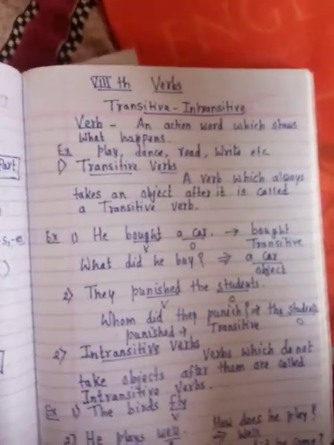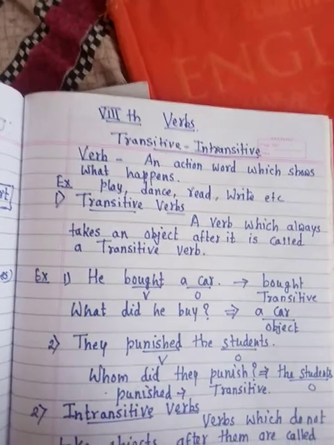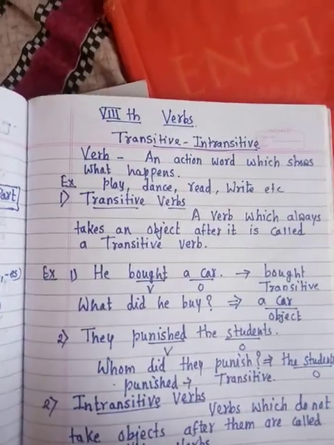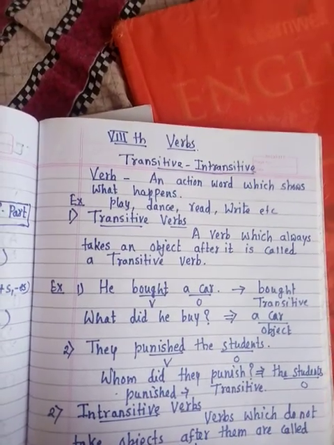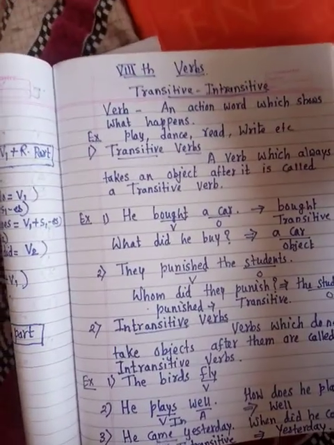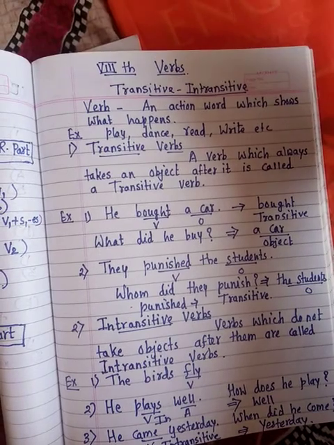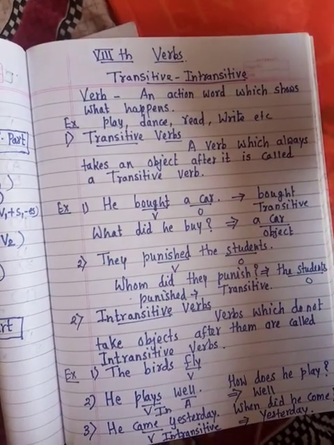Hello students, in the last video we saw types of adjectives and some of the uses of adjectives like little, a little, the little, few, a few, the few. Today we are going to study the next type of parts of speech, that is verbs. Already you know verbs and you also know the types like helping verbs, action verbs.